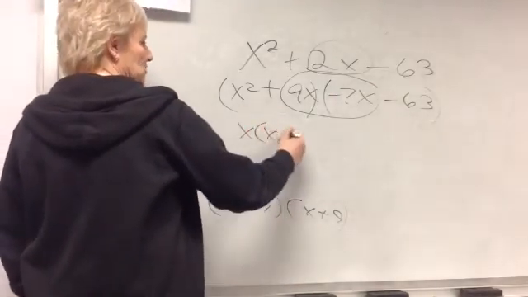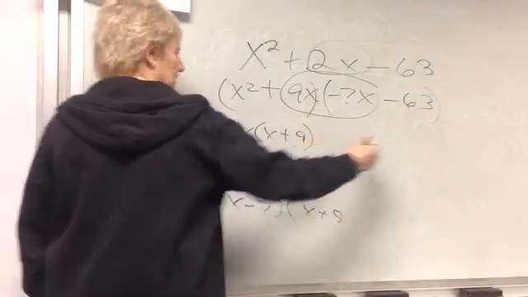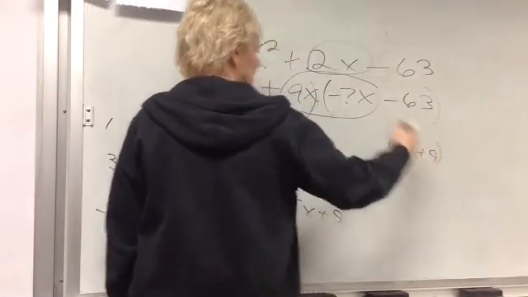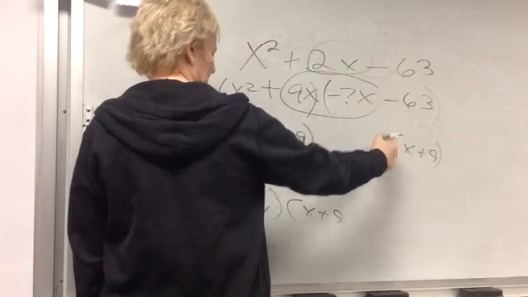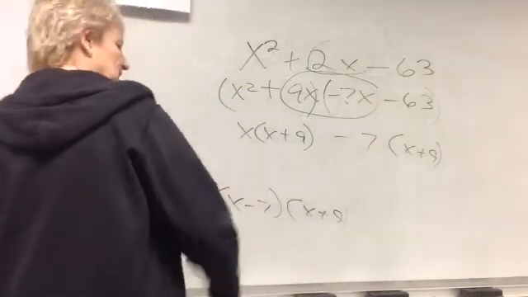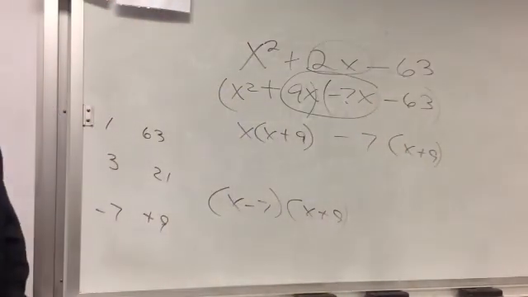X times x plus what? 9? X plus 9. We need minus 7. X plus 9, x minus 7. That's factoring. If you can factor that, 90% of it is done.